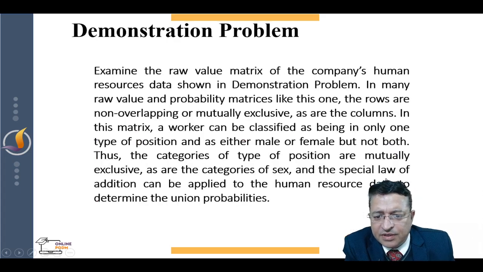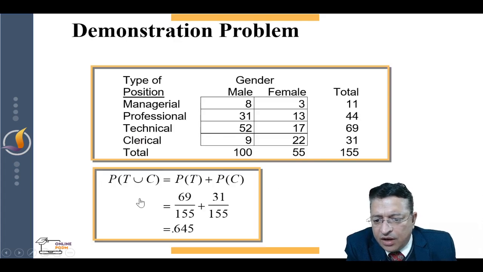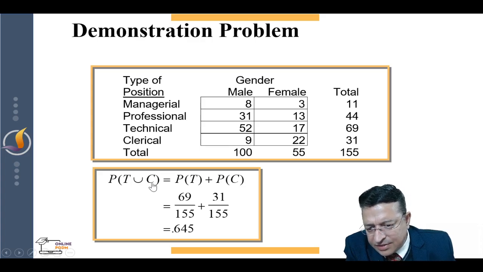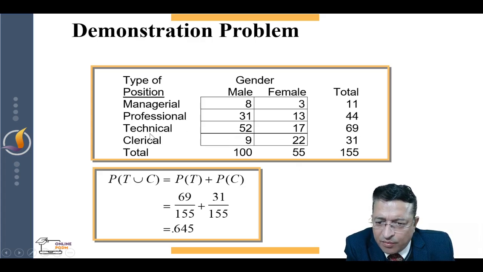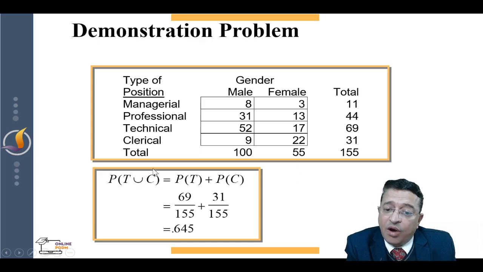So now professional versus clerical, again this situation is described. For example, the new question is technical versus clerical. We see the total number of technical, this 69. What is the probability that a randomly selected person would be a technical person? 69 divided by the total number of persons. What is the probability that a randomly selected person would be clerical? Total clerical number is 31, so 31 by 155. Then what is the probability that a randomly selected person is technical or clerical?